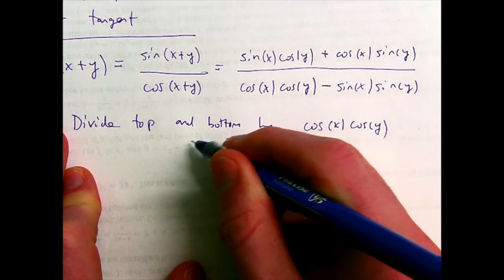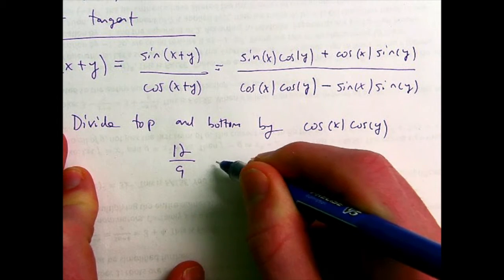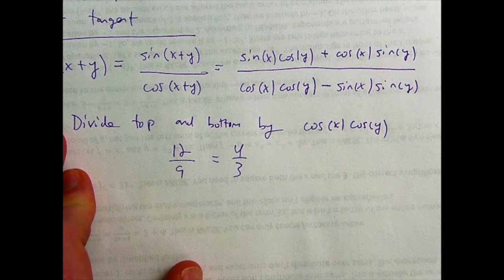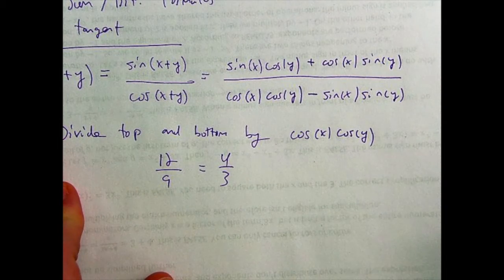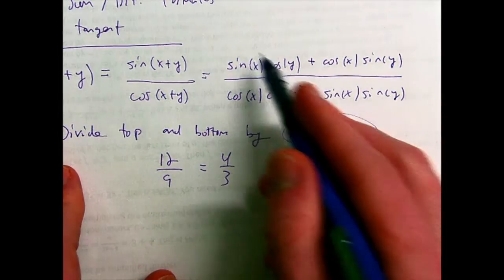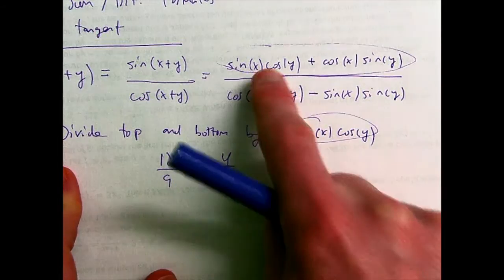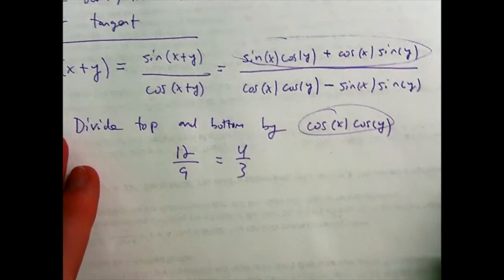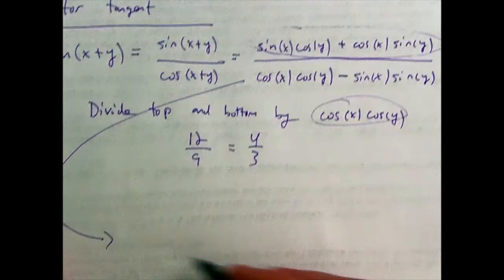Like if you have something like 12 over 9, and you say, oh, that's the same thing as 4/3, what you're really doing is you're dividing top and bottom by 3. So I can divide top and bottom of this fraction by whatever I want, and all I'm going to do is divide top and bottom by this whole expression right here. Now, if I'm going to divide this whole top of the fraction by this expression, then both of these terms need to get divided by that expression. Everything has to get divided by the cosine x, cosine y. So let's see what happens when I do that division.